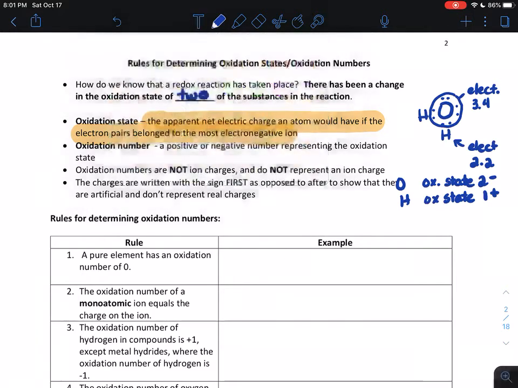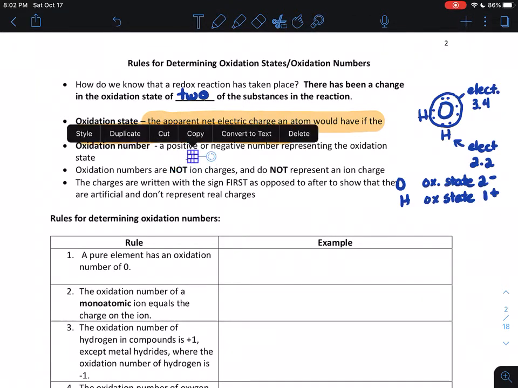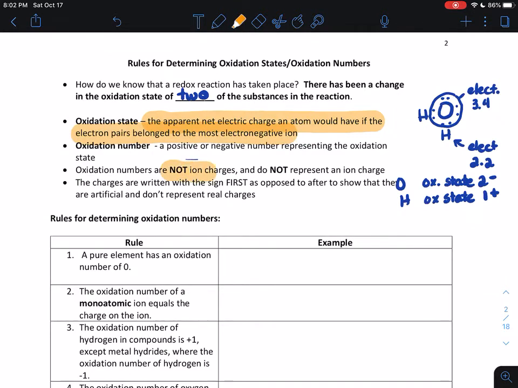Continuing on with that, oxidation numbers are not ion charges. They do not represent an ion charge. However, atoms with charges, that's their oxidation state. But an oxidation number is not an ion charge. I'm hoping this will make sense as we do some examples. And again, the last thing here, the charges are written with the sign first as opposed to after to show that they are artificial and do not represent real charges.